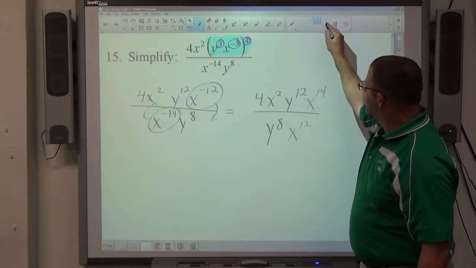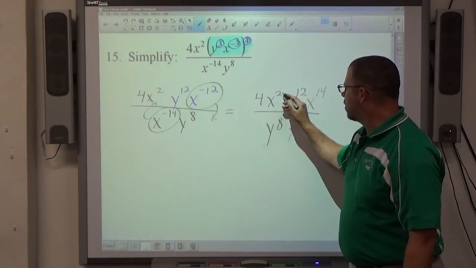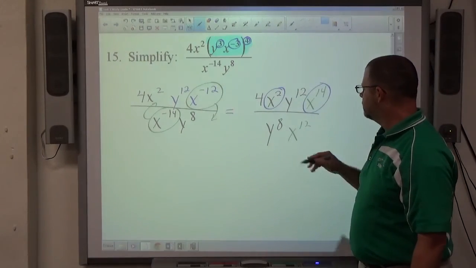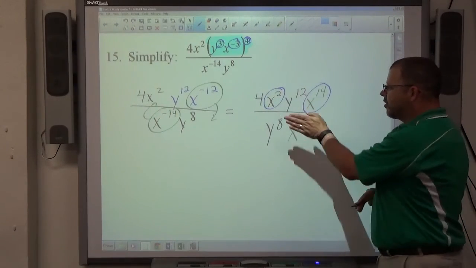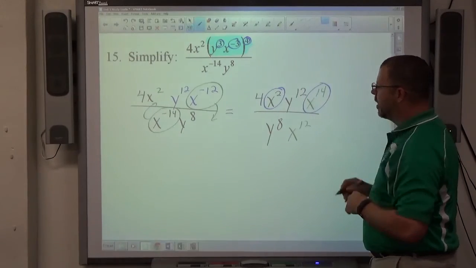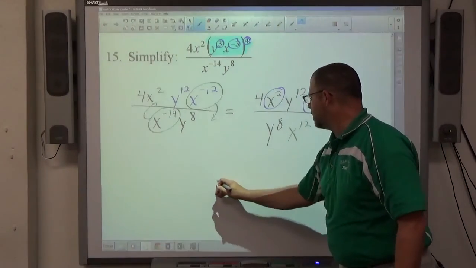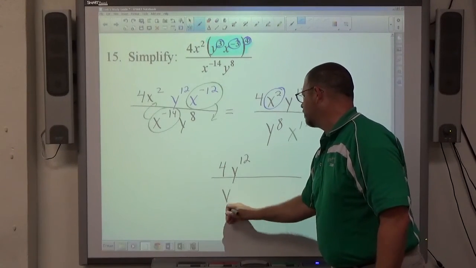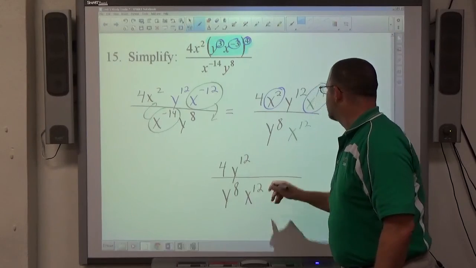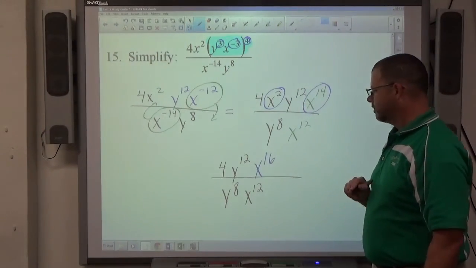Next step. I don't want multiple letters in the same top to bottom. So there's too many x's on top. The bottom's fine the way it is. The 4 and the y to the 12th are both fine the way they are. So the top needs to be fixed, the bottom's fine the way it is. So all I got to fix in this step is what I got circled in blue. Everything else stays the same in this step. So 4 stays 4, y to the 12 stays y to the 12, y to the 8 stays y to the 8, x to the 12 stays x to the 12. X squared times x to the 14th makes x to the 16th.